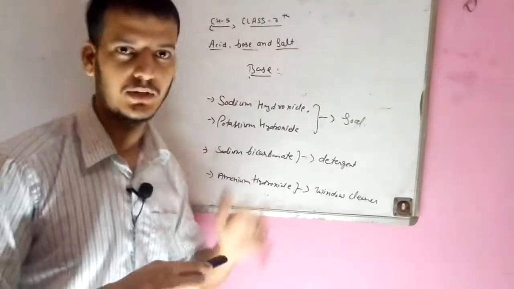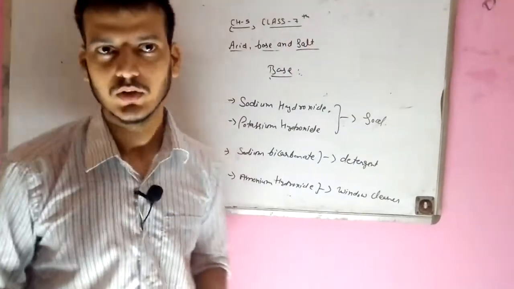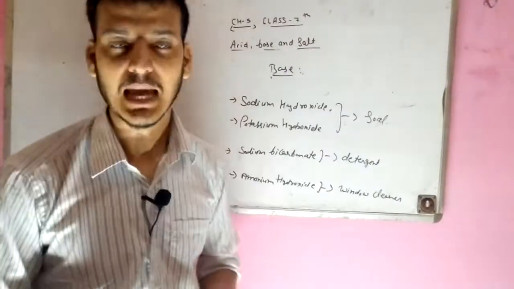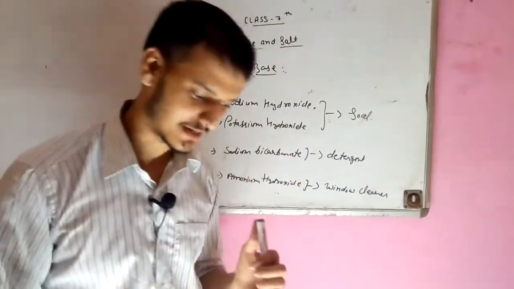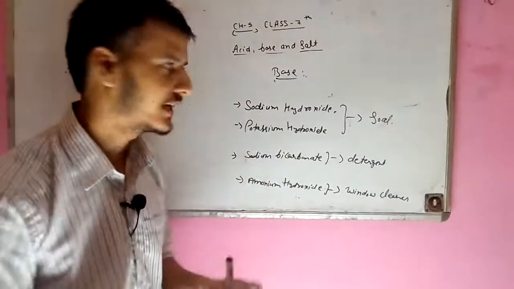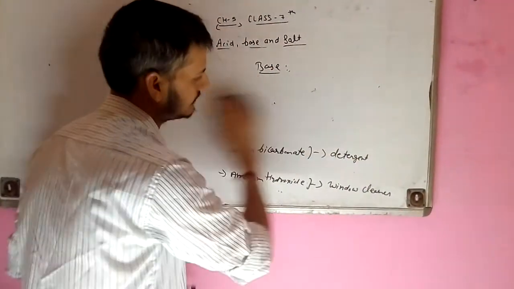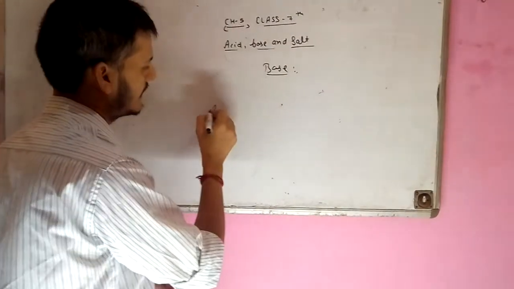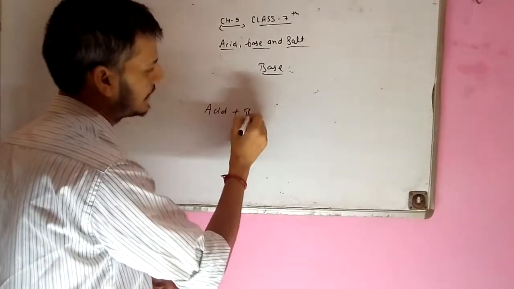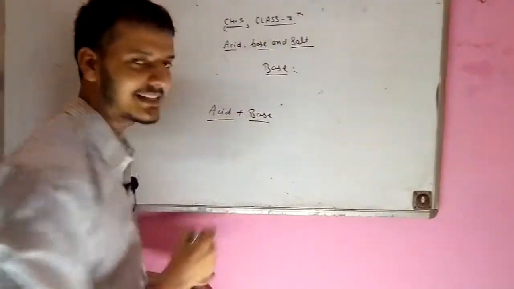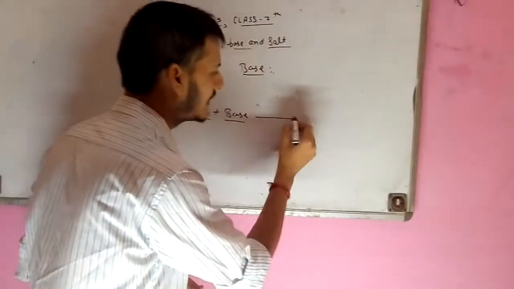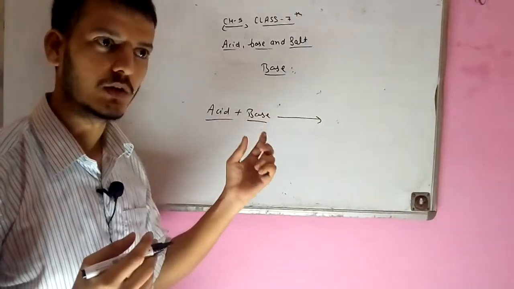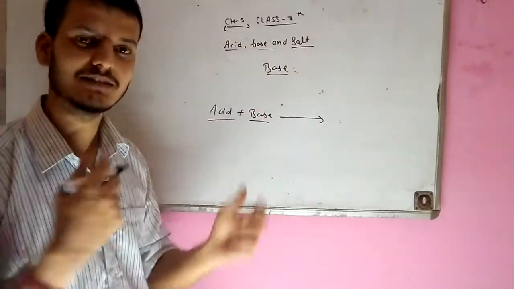So I think you get the meaning of the bases, and we also know the acid and base are opposite in nature. And what will happen when we add both substances? When we add acid and base, they neutralize each other's effect.